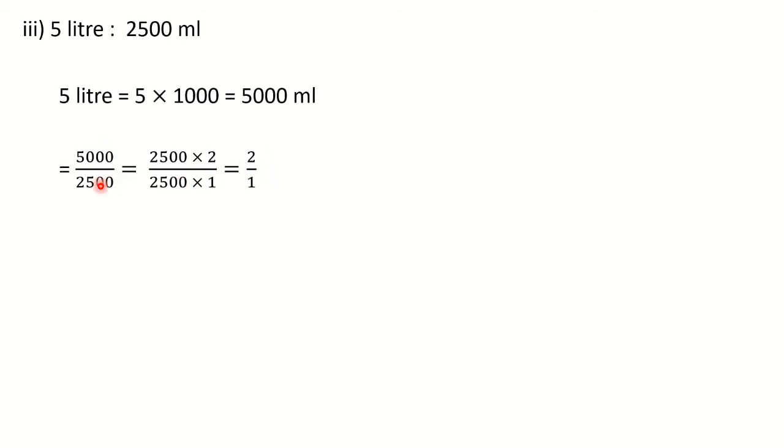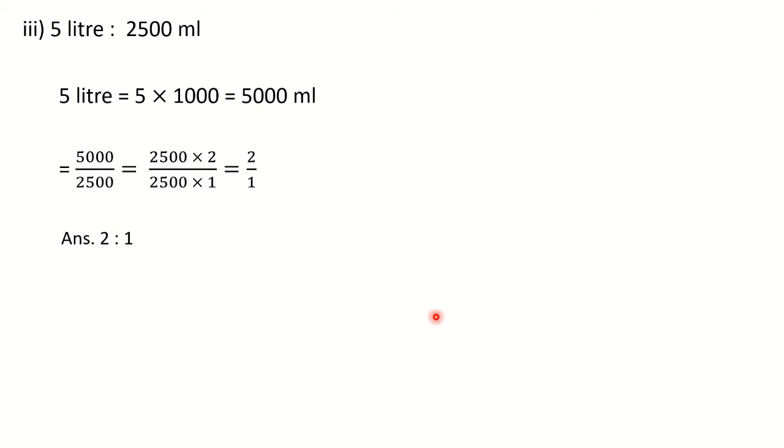What you can do is cut these two zeros, and then write 50 as 25 twos and 25 as 25 ones. That also will do. Here I simply wrote it by multiplying, because I know that the double of 2500 is 5000. So I wrote into 2 and here into 1, and then I found the ratio as 2 upon 1, that is 2:1.